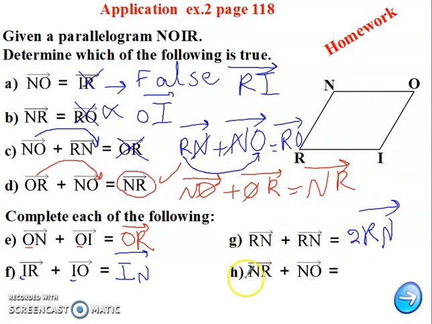Okay? NR plus NO. We are adding two vectors starting from the same origin. It is the parallelogram rule. Their sum is the diagonal vector between them, which is vector NI.